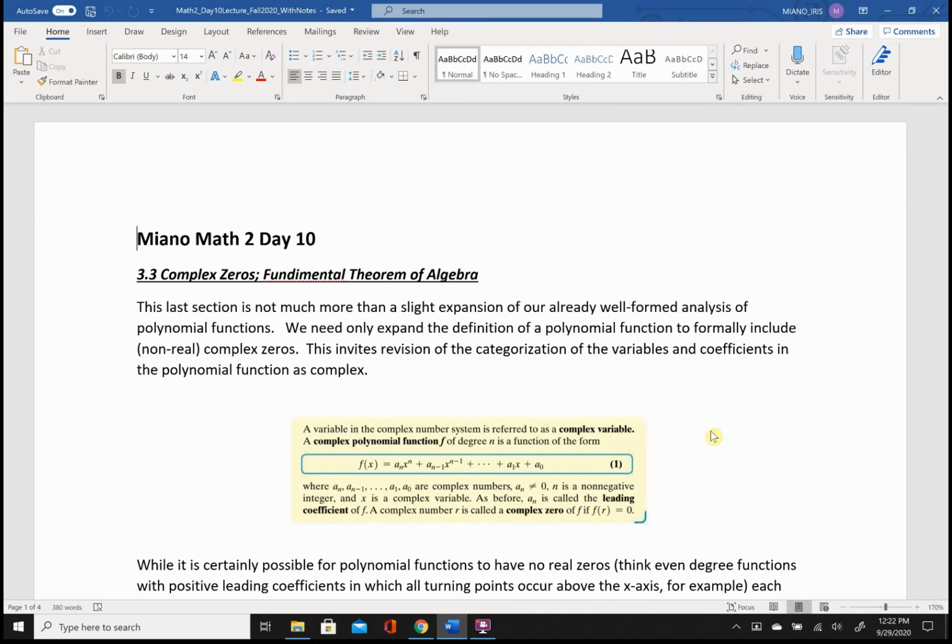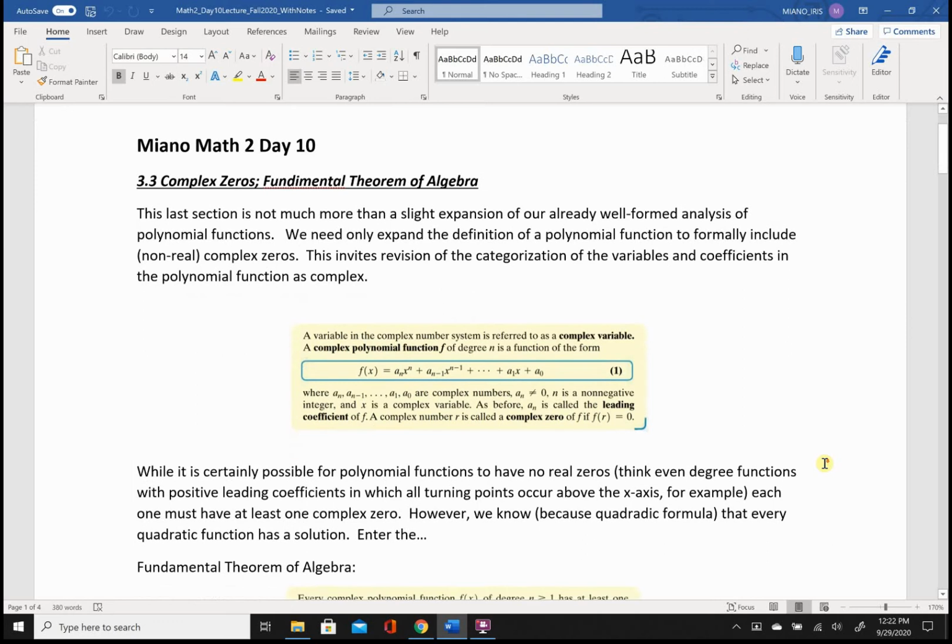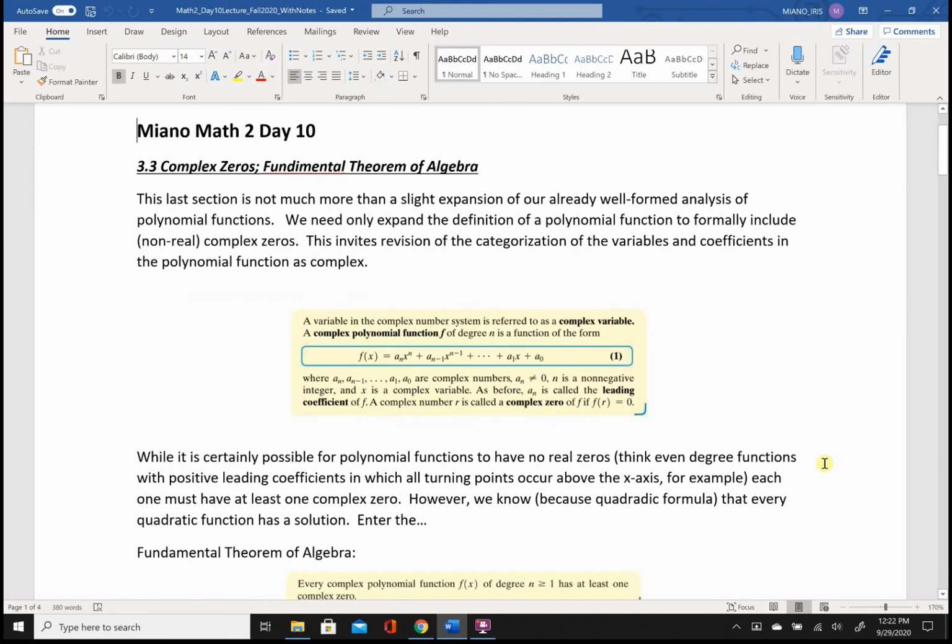coming up soon. Okay, so in this section we are going to be talking about complex zeros, what they look like, how to find them, and also the fundamental theorem of algebra. So it's not much new stuff. We just really need to reformulate how we think about polynomial functions and their zeros. So we want to expand that idea to include complex zeros with non-real imaginary parts connected to them.